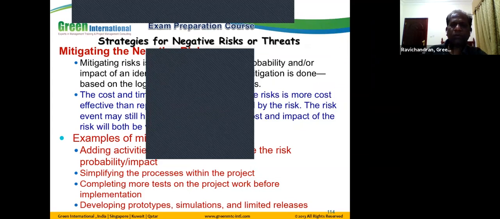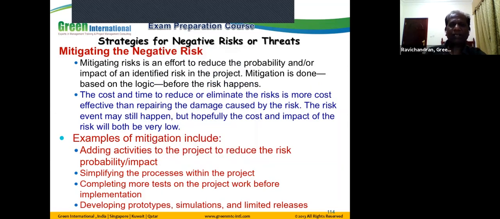A fixed price contract is a risk transference also. You are appointing a third party contractor to do a package because you see this package is a risky package. Why are you appointing him? Because you want to transfer the risk to them. They have the experience and expertise in managing the risk. That's called risk transference. So what is this mitigation? Mitigation is done based on the logic before the risk happens.